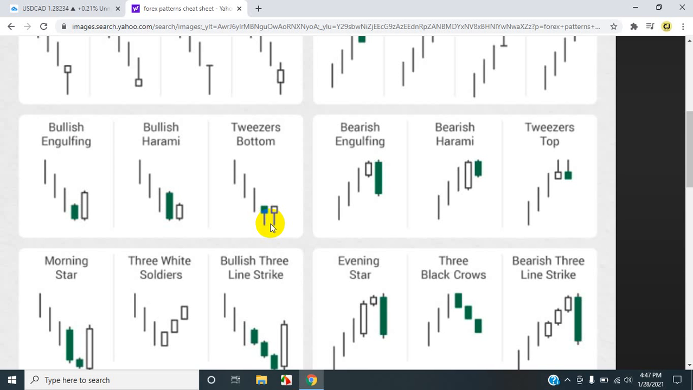So when you see a tweezer bottom, tweezer top, or doji candle, that just shows us that we need to wait for confirmation, so we don't take entry at that tweezer bottom or tweezer top or doji. We just wait for the next candle to form and close above or below the previous candle to take the entry. And that would be the tweezer bottom.